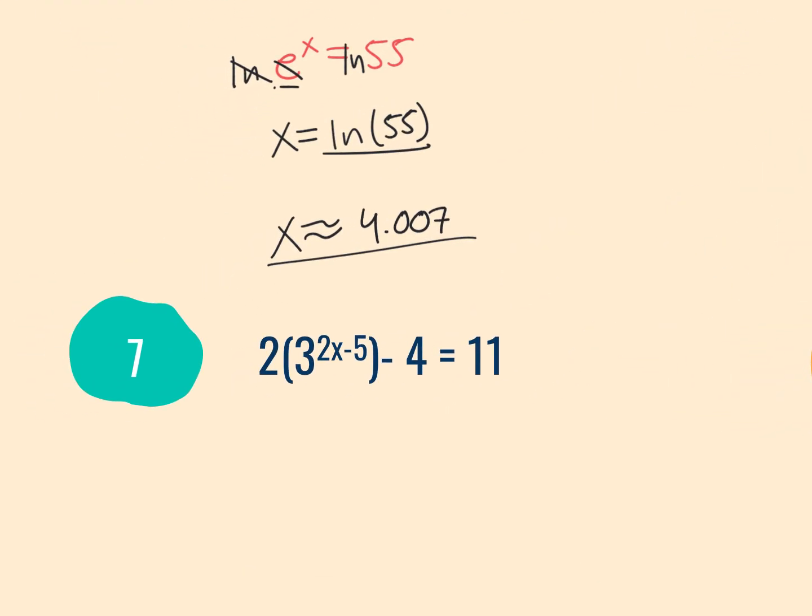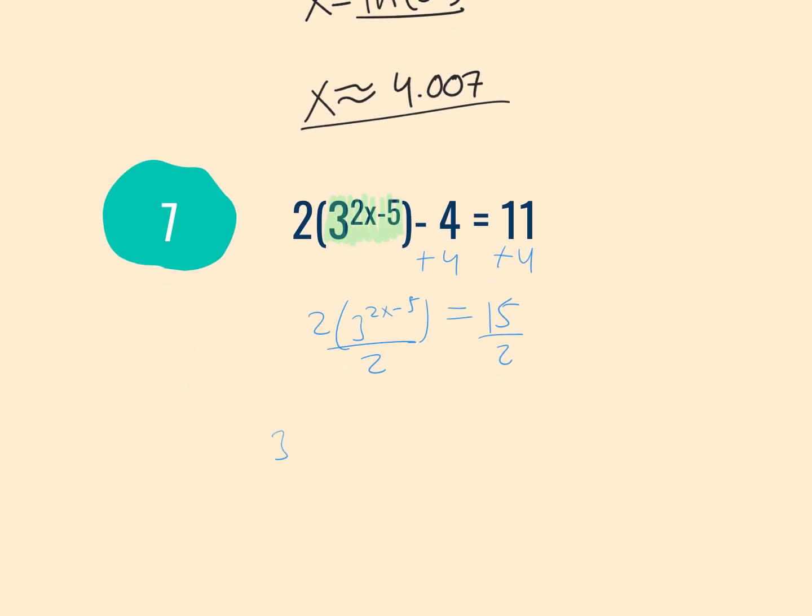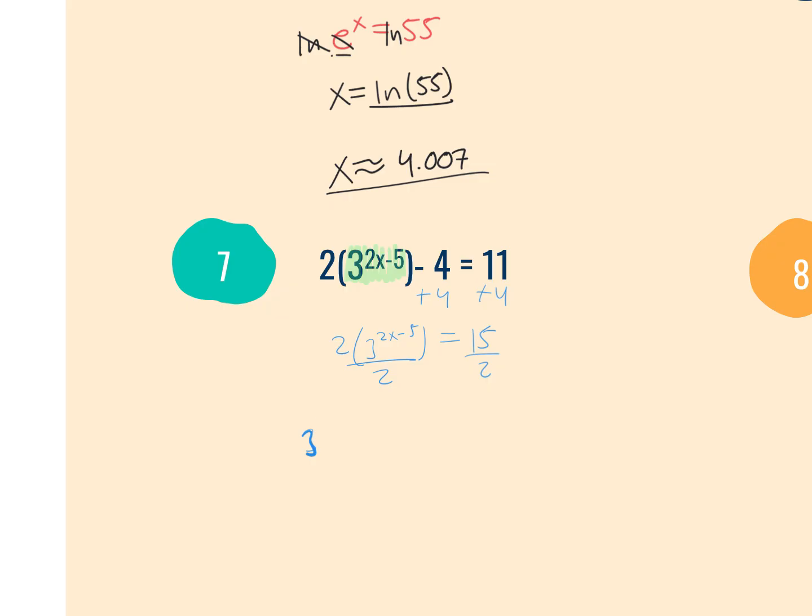All right. Now, let's keep going, right? So let's try something like this. All right, this one's a little bit more challenging, and you'll see why, right? Again, I still want to get whatever has the exponent by itself, right? So I want to get this whole thing on the inside by itself. So let's get it by itself by adding 4, and then I get 2 times 3 to the 2x minus 5 equals 15, and then I'm going to divide both sides by 2. And then I get 3 to the 2x minus 5 equals 15 over 2.